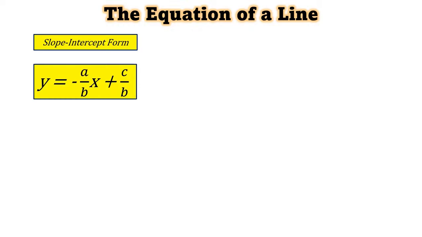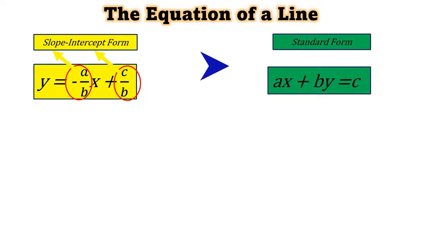The equation of a line can be transformed from the slope-intercept form to the standard form and vice versa. The equation is y equals negative ax over b plus c over b, where negative a over b is the slope and c over b is the y-intercept. The standard form is ax plus by equals c. How did that happen? In the equation, the slope and the y-intercept are fractions. To remove the fraction, we multiply the whole equation by the common denominator b.